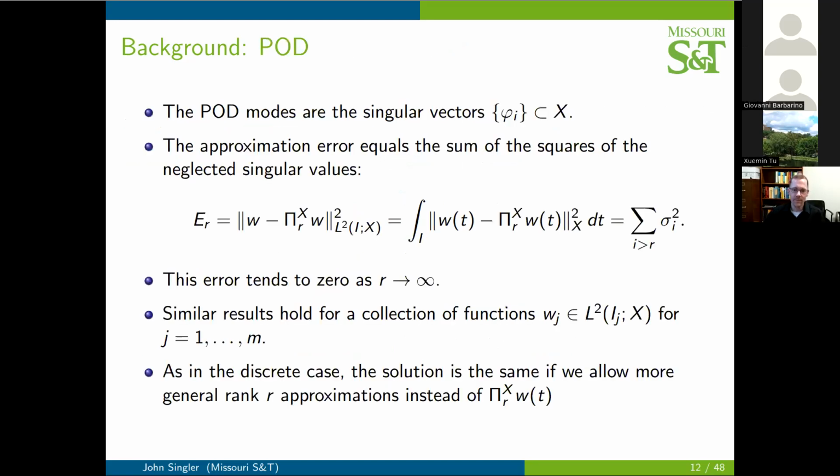Okay. POD modes, again, are the singular vectors in the Hilbert space, with the same approximation error formula we had before. This time we know the error tends to zero. Well, we knew that in the discrete case automatically, because there could only be finitely many singular values. In the continuous case, we can have infinitely many positive singular values, but the error still must go to zero. And you can do collections of functions and more general rank R approximations, so I won't talk about that. Everything is the same.